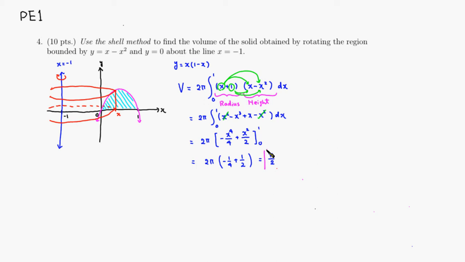So this is the volume of the solid of rotation using the shell method. That's it. I hope that this was clear.